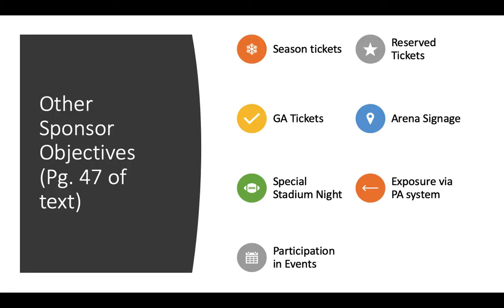And then the textbook talks about several others. You can look at this on page 47 of your text, but they might include season tickets, reserve tickets, special stadium nights, exposure via the PA system, how often their ads will be read, participation in events, and so forth.